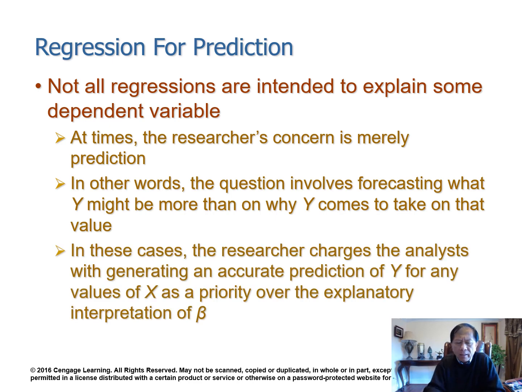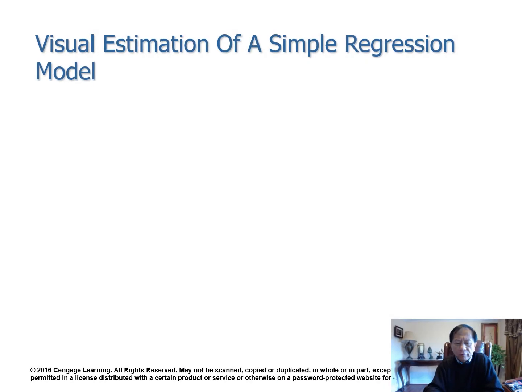In these cases, the researcher can charge the analyst with generating an accurate prediction of y for any value of x as a priority over explanatory interpretation of beta. Basically, you're interested in predicting, not explaining. Predicted values of y are represented as y hat. We call y hat the predicted value of y.